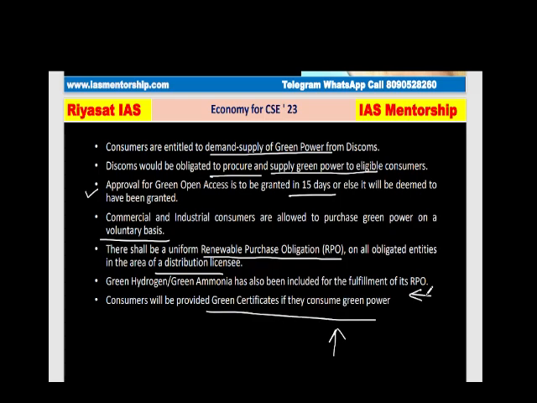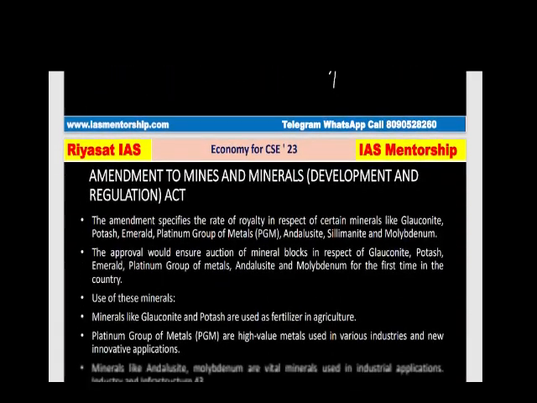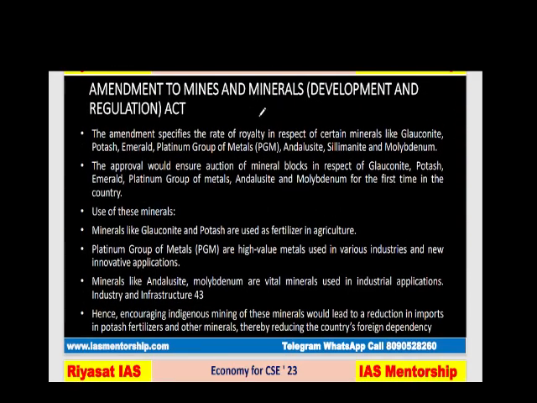Let's move ahead and see what is next. Next is the amendment to the Mines and Minerals Act. There has been an amendment. Basically, what has been said in the amendment? Rate of royalty in respect of certain minerals like glauconite, potash, emerald, platinum group of metals, andesite, sillimanite and molybdenum. Okay. In this, the rate of royalty has been fixed for all these minerals.